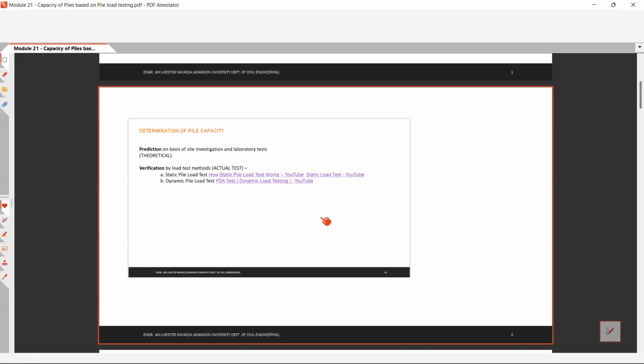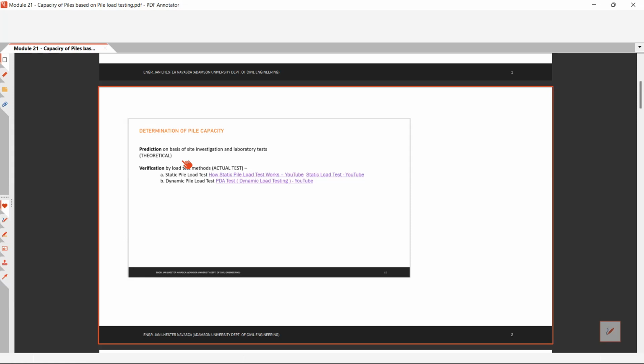So napakahalaga ng determination ng pile capacity based on load test method. Ito yung pinakakailangan talaga. So bakit? Kasi hindi perfectly na determine yung properties ng soil, di ba? Medyo mahirap i-determine perfectly yung properties ng soil. And also yung method of construction, hindi rin siya ganun perfect. So that is why it is important talaga magkaroon ng verification based on actual testing sa determination ng pile capacity of driven piles or maybe for displacement piles or non-displacement piles.